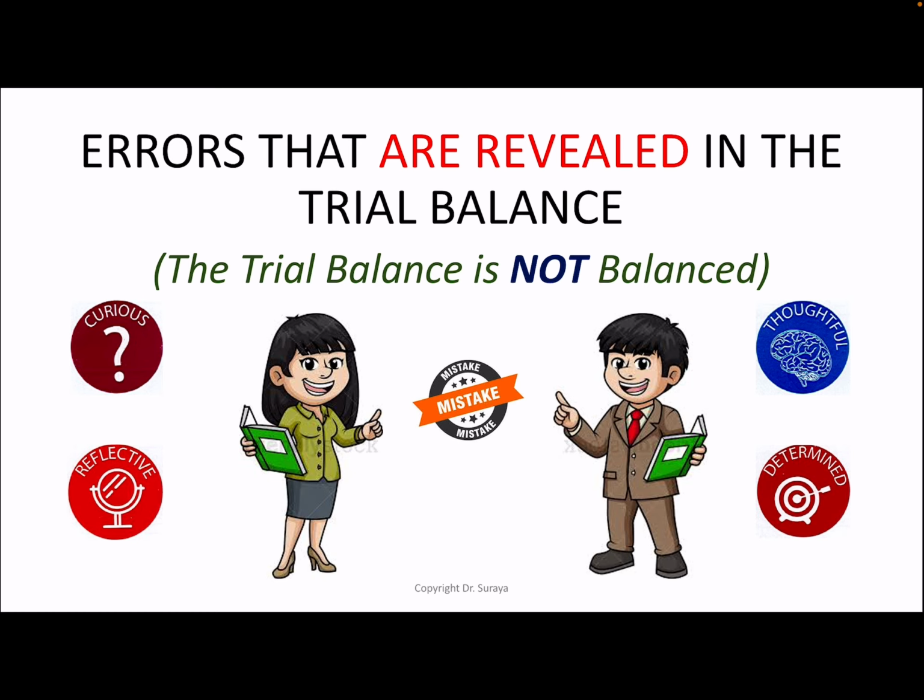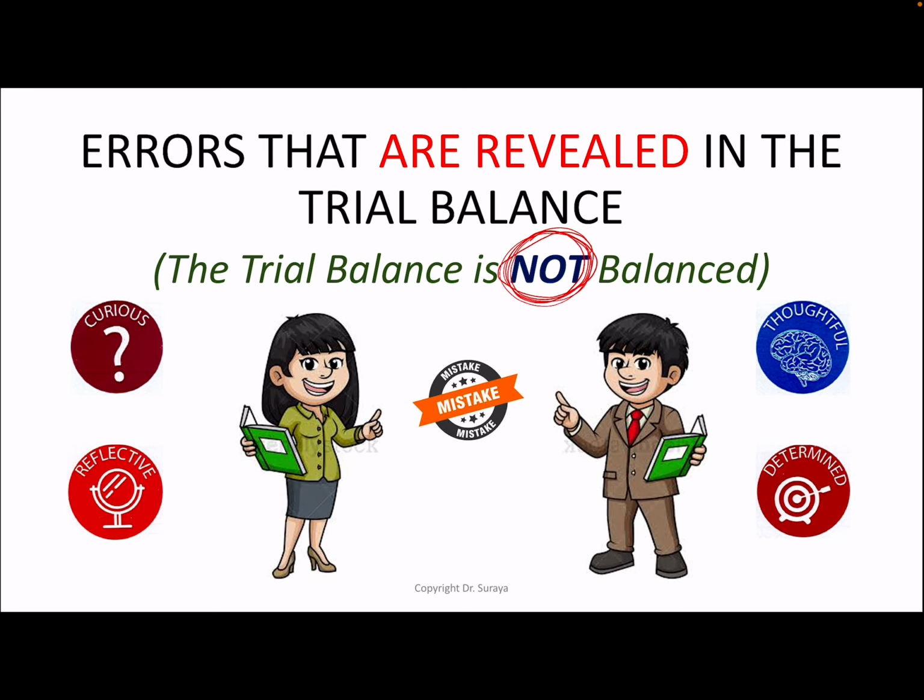How do you know it is revealed? Your trial balance is not balanced. So your debit might be more than your credit, or your credit might be more than your debit. This is actually easier to spot because the trial balance is not balanced, and what caused it not to be balanced is that the error only happens at one side of the trial balance, maybe only on the debit side or only on the credit side.